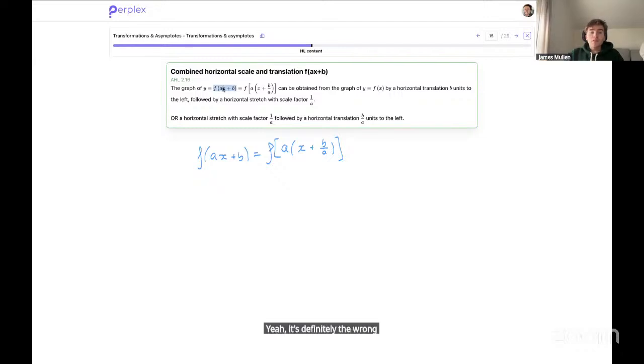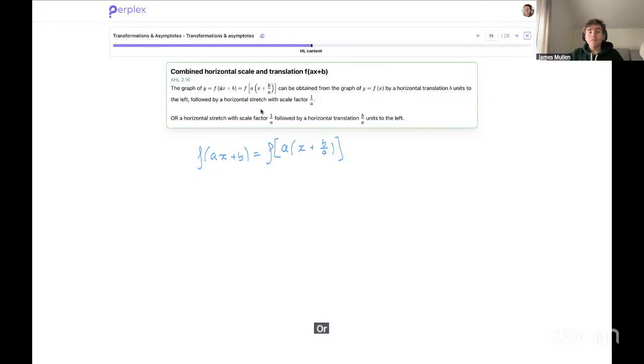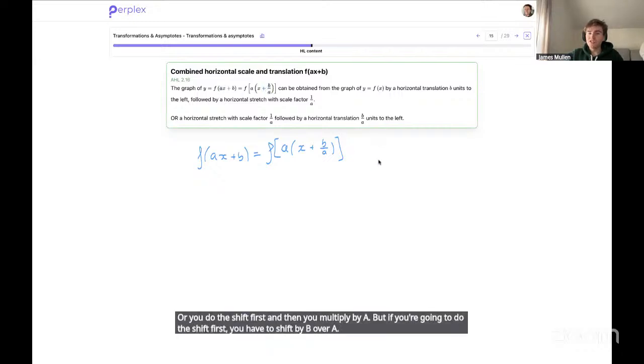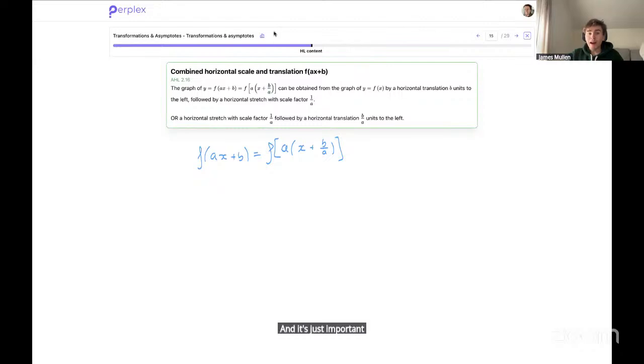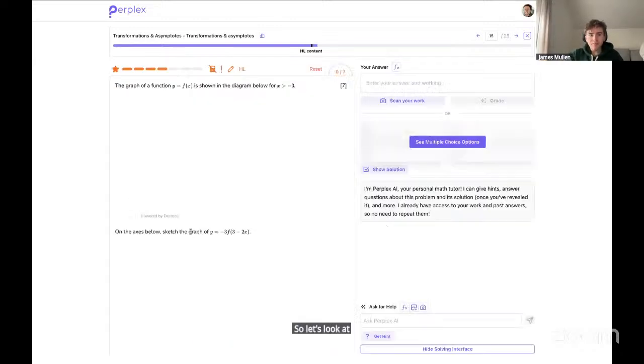You either do the scale first and then you add b, or you do the shift first and then you multiply by a. But if you're going to do the shift first, you have to shift by b over a. Okay, and it's just important to get it right. You can do it in either order when you're solving these, but you have to go in the right order according to the question. So let's look at an example in a sec.